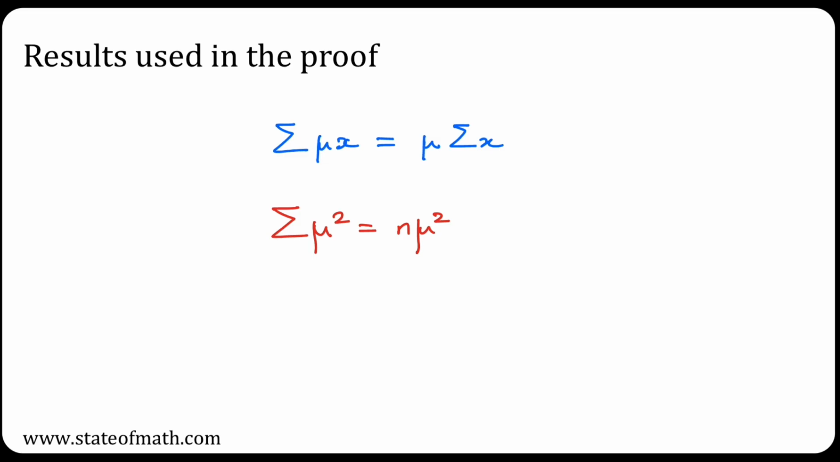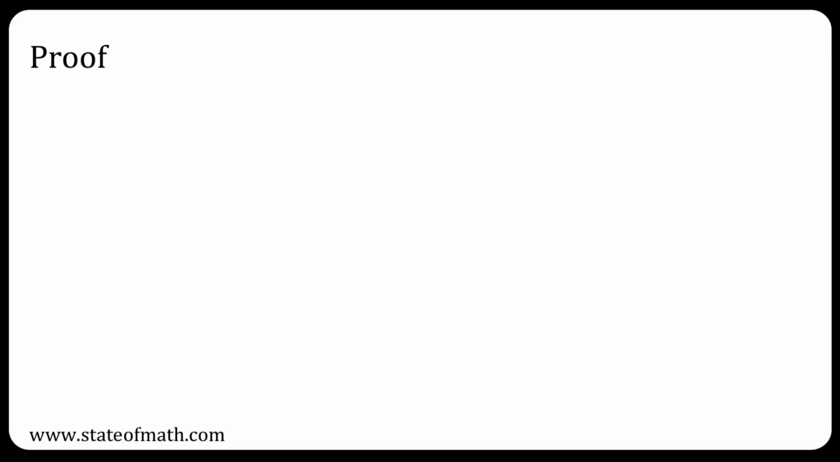Second result, sigma mu squared is equal to n mu squared. I'm adding mu squared n times, hence the sum is equal to n mu squared. And finally, since mu is equal to sigma x over n, I can rearrange and write sigma x as n times mu. So now let's move to the proof.